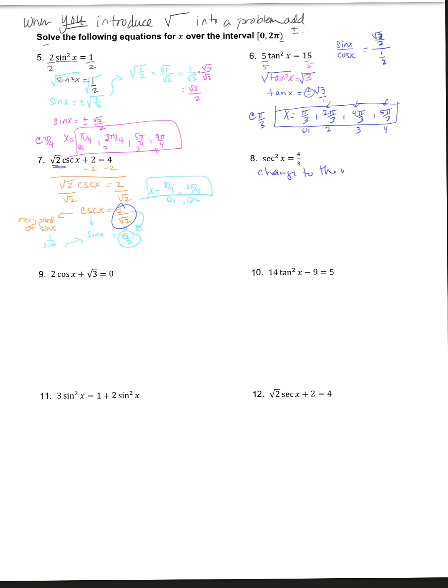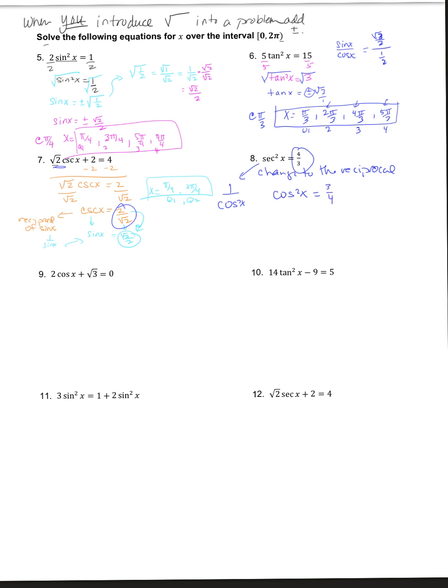So we're going to change this to the reciprocal. Remember, secant is 1 over cosine squared x. So that means if I do the reciprocal, I can flip it over, and I'm going to get cosine squared x equals, flip this fraction over, 3/4.